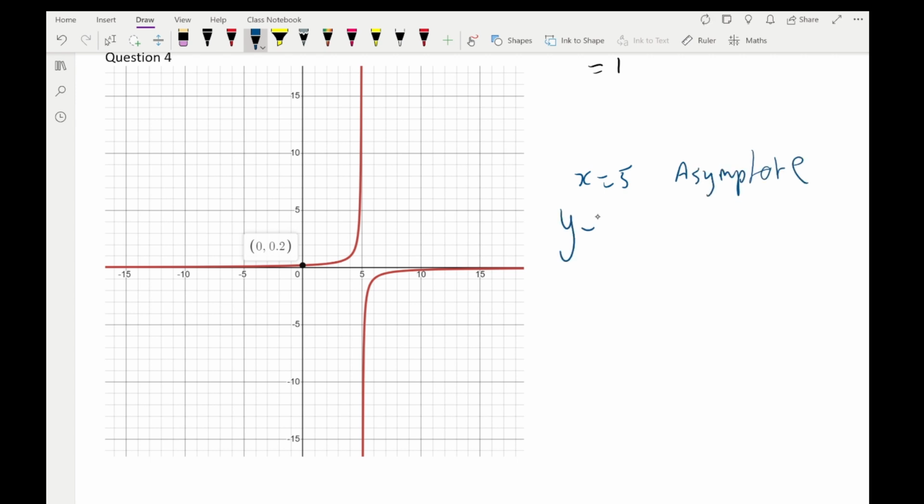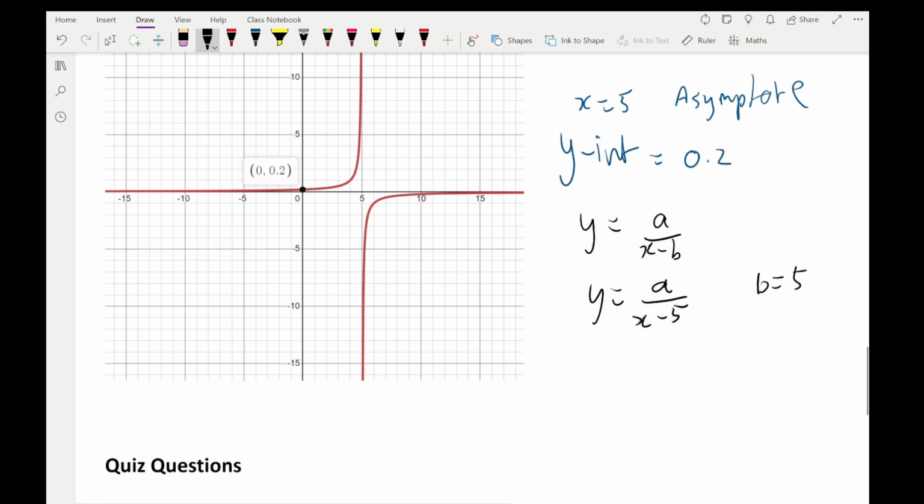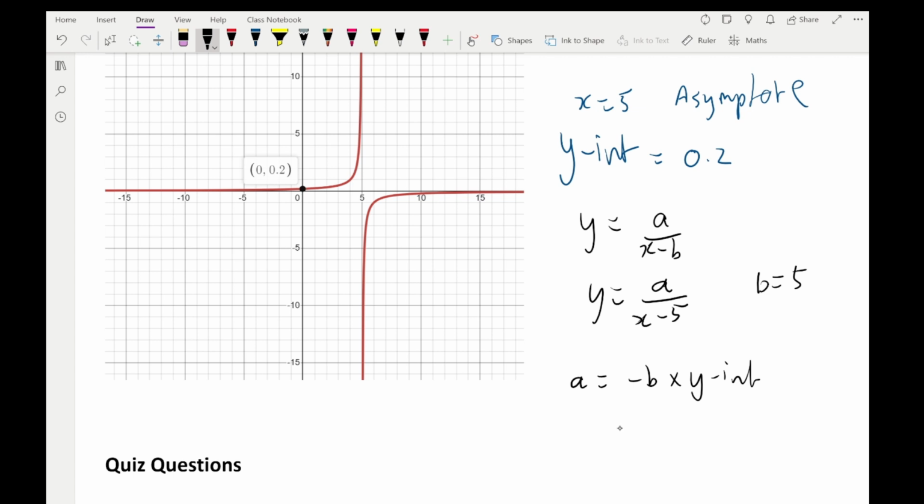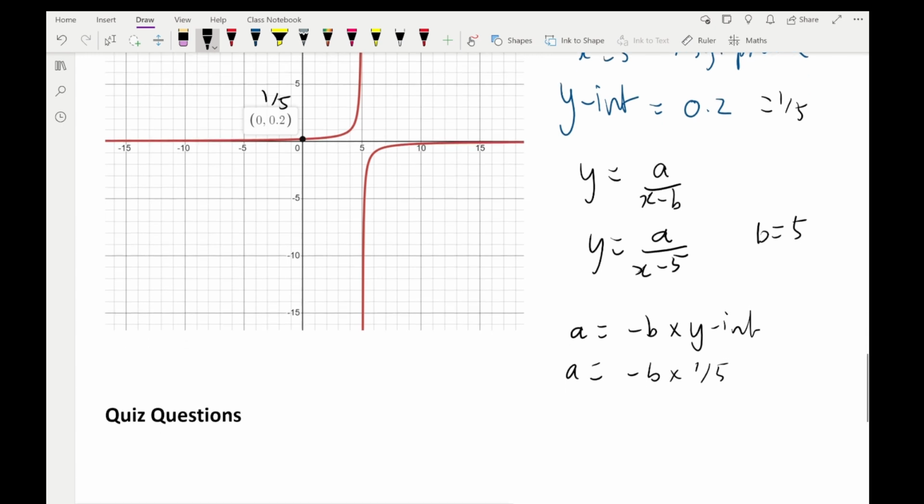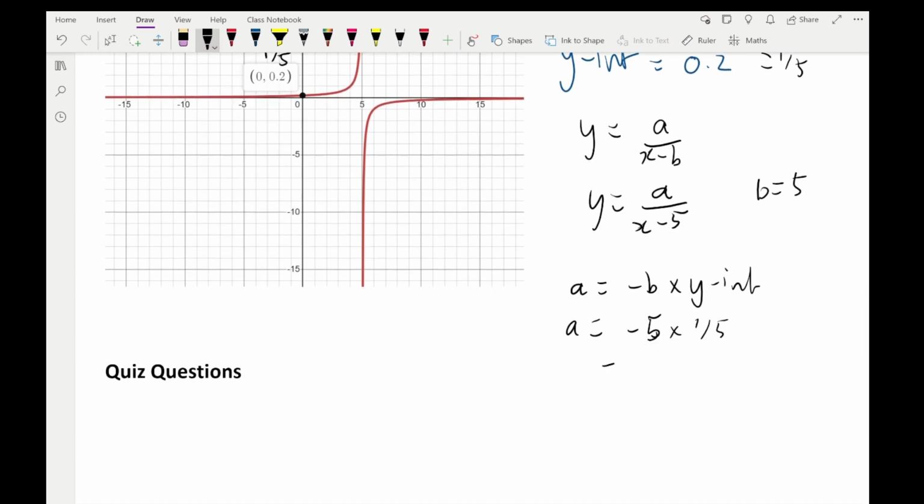and our y-intercept is 0.2. So that tells us our equation looks like a over x take b. So a over x take 5, and we know our b value is 5. So let's use our formula. a equals minus b times your y-intercept. So a, and that y-intercept is 1 over 5, by the way, because that's 0.2 as a fraction. a equals -5 times 1 over 5. So I think a equals -1, if I'm not mistaken.